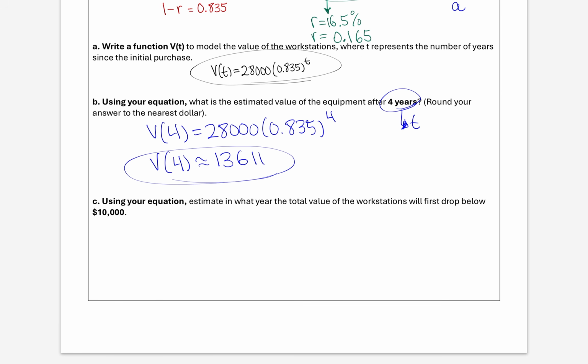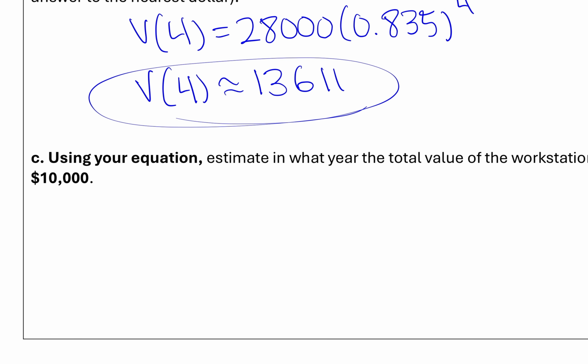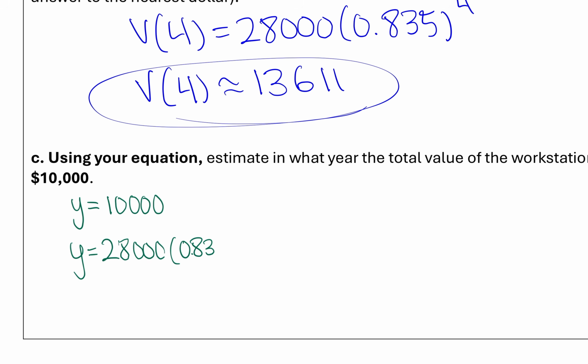All right, final question. We have to estimate in what year, very specifically, the total value of the workstations will first drop below $10,000. So on Desmos, what I'm going to look for is the point of intersection between the line y equals 10,000 and y equals the original function above, 28,000, parentheses, 0.835 to the power of t. That's what I'm looking for. I'm looking for that point of intersection.